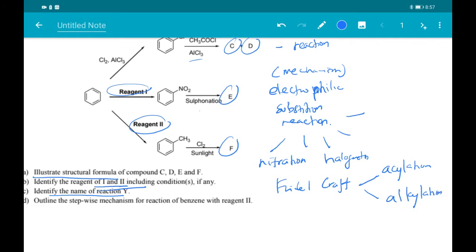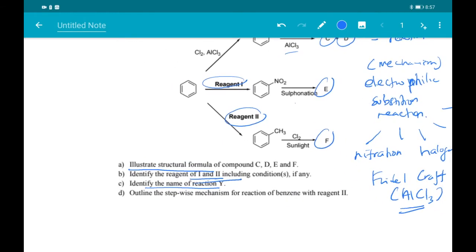The common thing about them is they use aluminum chloride as the catalyst. This is referring to the Friedel-Crafts. And of course, finally we have sulfonation, which uses SO3 in sulfuric acid. We're going to take a look at this later on. And the last question is related to the mechanism.